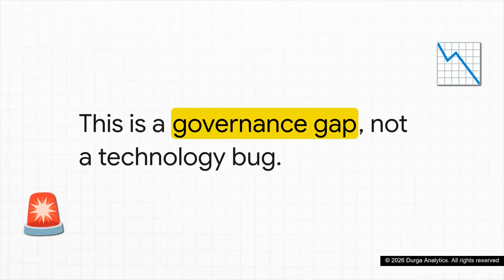Now, here is the absolute kicker. No person made a malicious decision here. The technology didn't just randomly break. This is a governance gap, plain and simple. It happened because literally nobody was accountable for that reference data, and there wasn't a single rule requiring it to be fresh before the report ran. Closing these exact gaps on purpose, that is the entire point of governance.